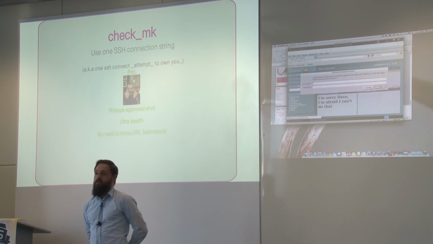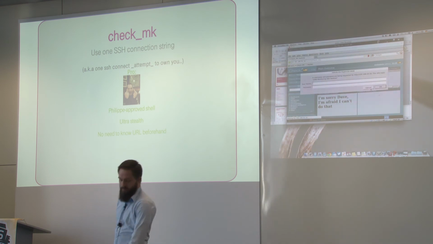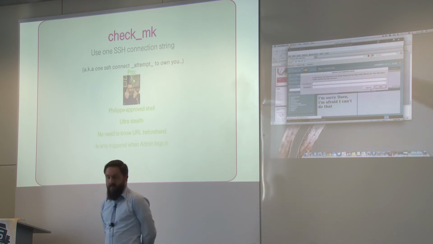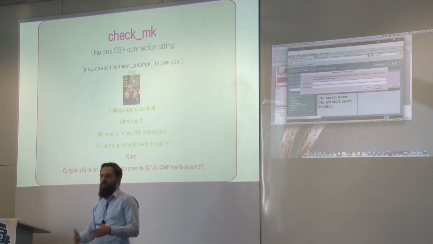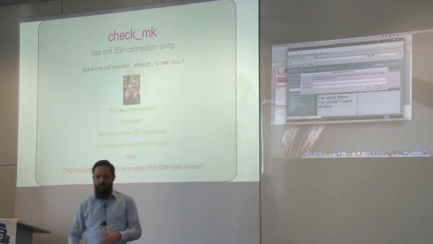There's no need to know the URL beforehand at all. It only triggers when the admin logs in, right? And the con is, well, we still need outgoing connections, but you could use DNS or ICMP tunnels, or you could use the trick I showed before, using the interim server, the proxy server.